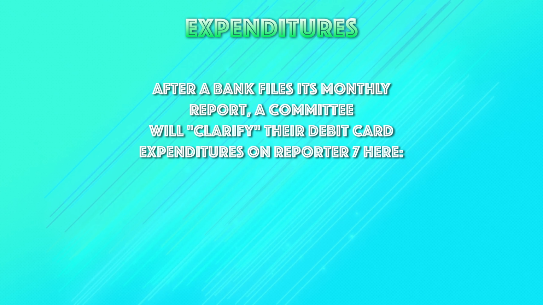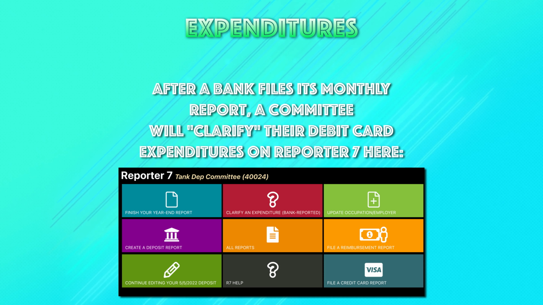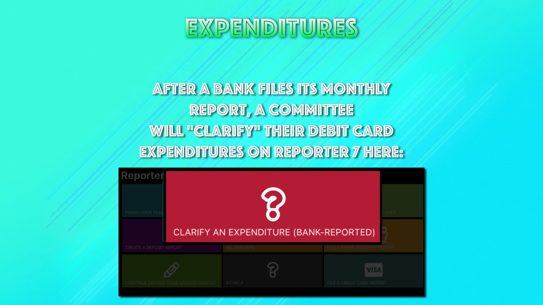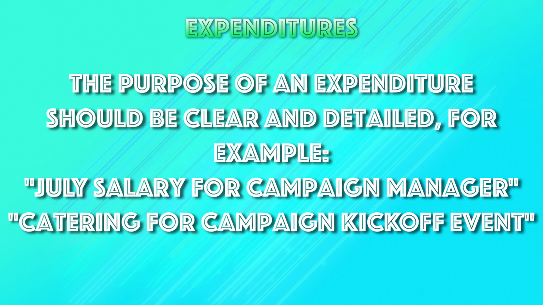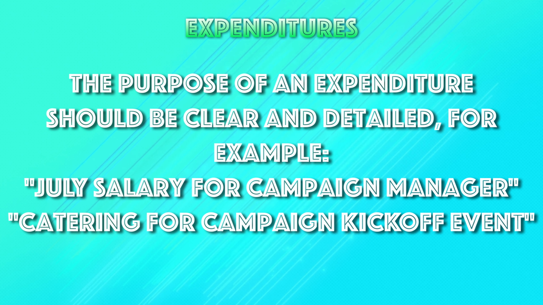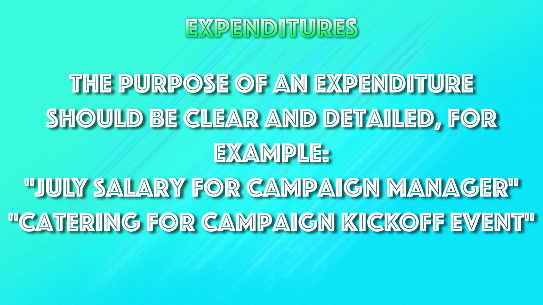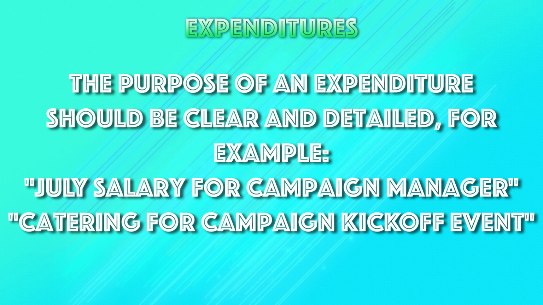After a bank files its monthly report, a committee will clarify their debit card expenditures on Reporter 7 here. The purpose of an expenditure should be clear and detailed. For example, July salary for campaign manager, catering for campaign kickoff event.